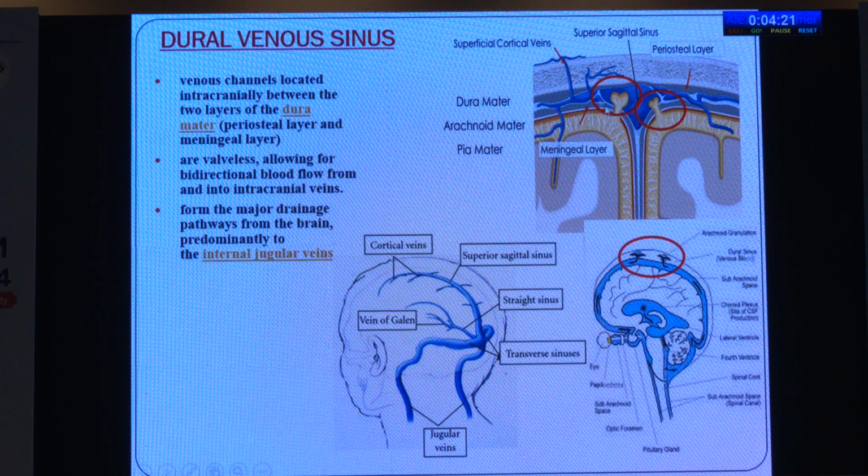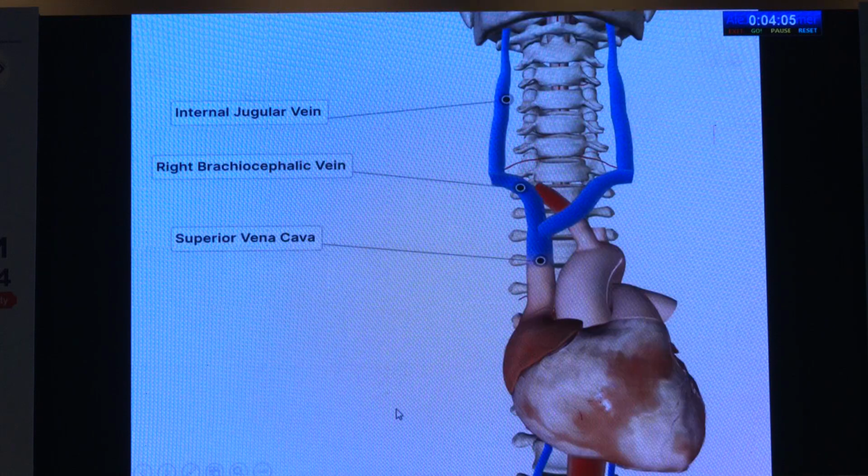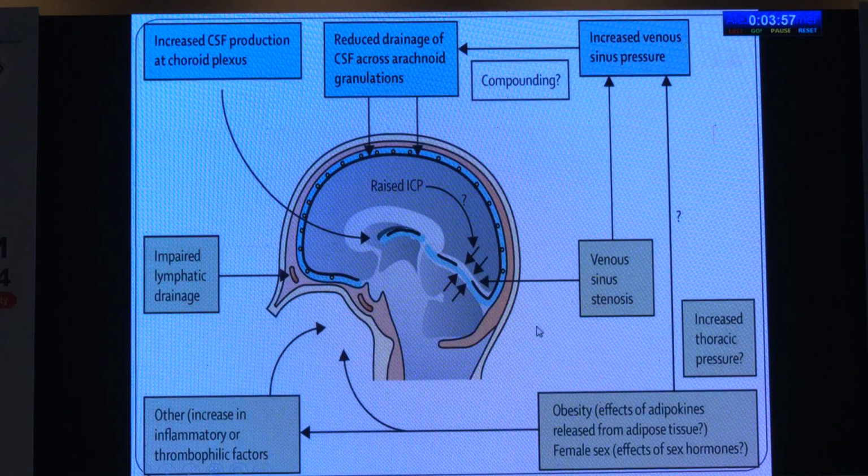And these are the arachnoid granulations, which are draining the CSF into the venous channel, that means the straight sinus, or you can say into the superior sagittal sinus. From there it goes through the transverse sinus, through the sigmoid sinus, and from there into the internal jugular vein, and through the superior vena cava it goes into the heart again, and now it is again circulated.